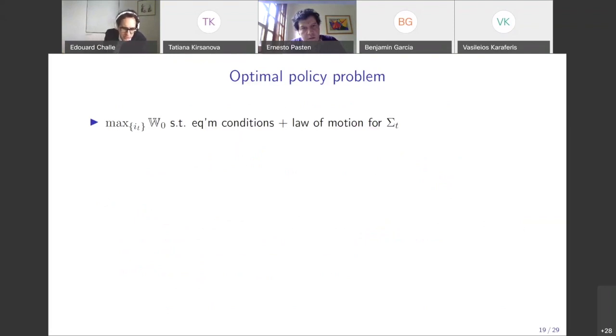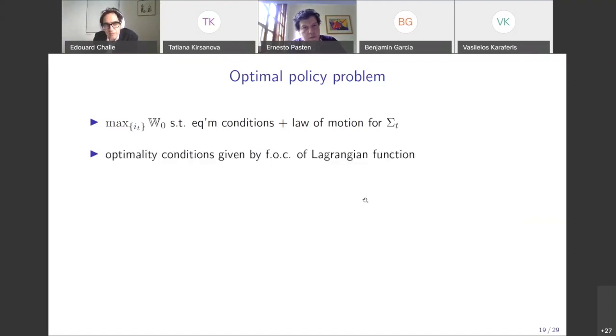So how are we going to solve the optimal policy problem, which is now reasonably straightforward? We're going to maximize W0, the welfare of the agent, using, say, the nominal interest rate as an instrument, subject to all the equilibrium conditions, which are the optimality conditions of the private sector, and this additional constraint, which is the law of motion for cross-sectional inequalities. The optimality conditions of the planner are given by the first order conditions of the Lagrangian function associated with this problem.